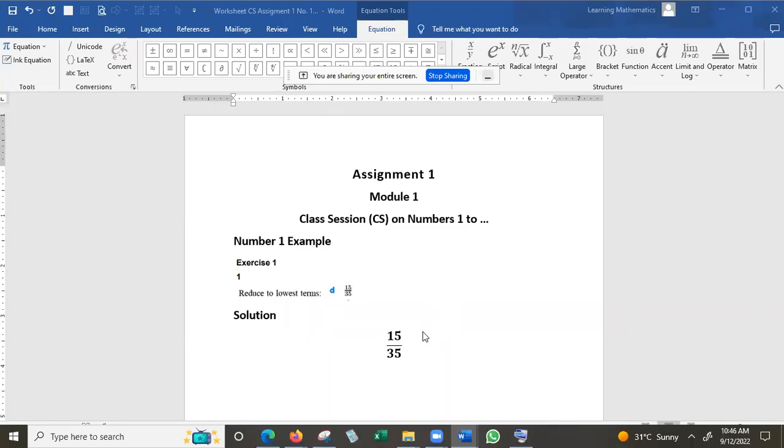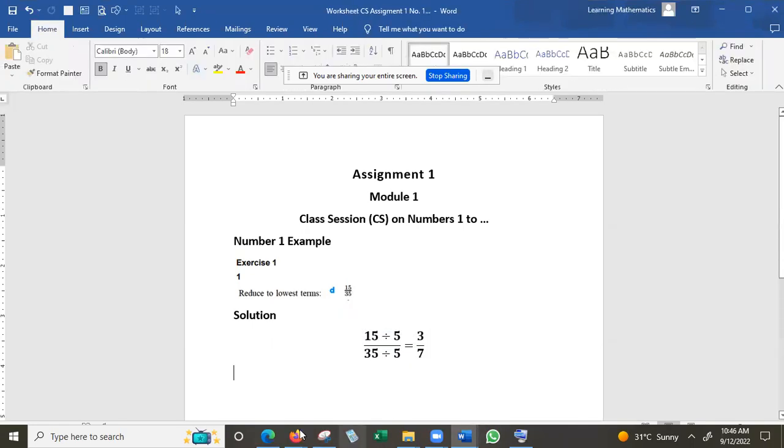So as you say, the highest common factor between 15 and 35 is 5. So we have to divide both 15 and 35 by 5. So we divide 15 by 5. We divide 35 by 5. And that will give us 3/7.